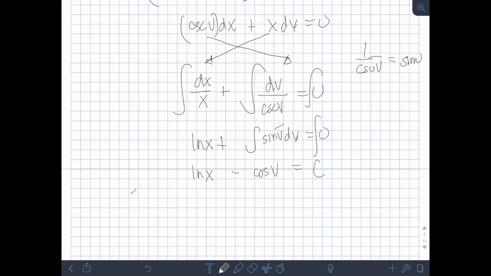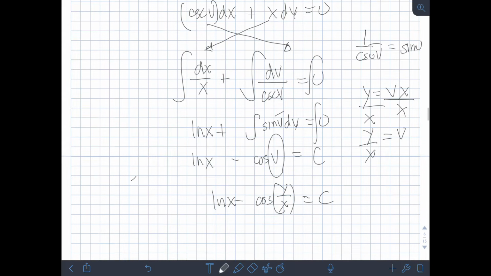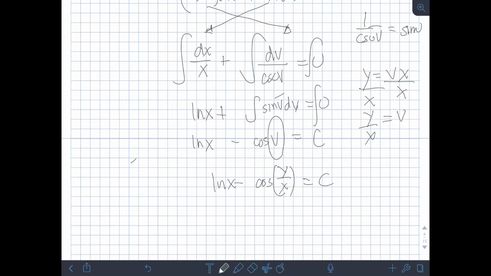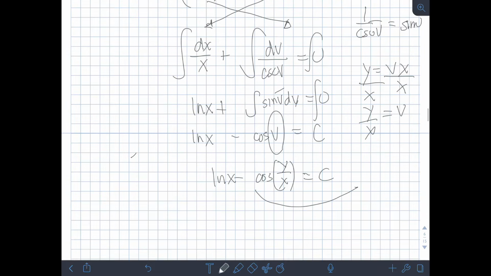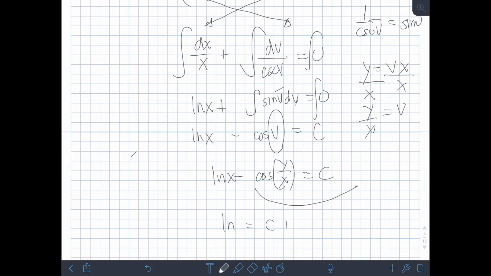Okay? So, magiging, ano na to? So, itong v, i-represent natin na uli in terms of y and x. So, di ba y equals vx yung representation natin? So, therefore, divide both sides by x, v is equal to y over x. So, magiging, so we have ln x minus cos, yung v gagawin natin y over x equals c. Actually, pwede na itong final answer, pero gawin natin mas simple. So, transpose ko itong negative cos y over x sa kabila, magiging ln x equals c plus cos y over x.